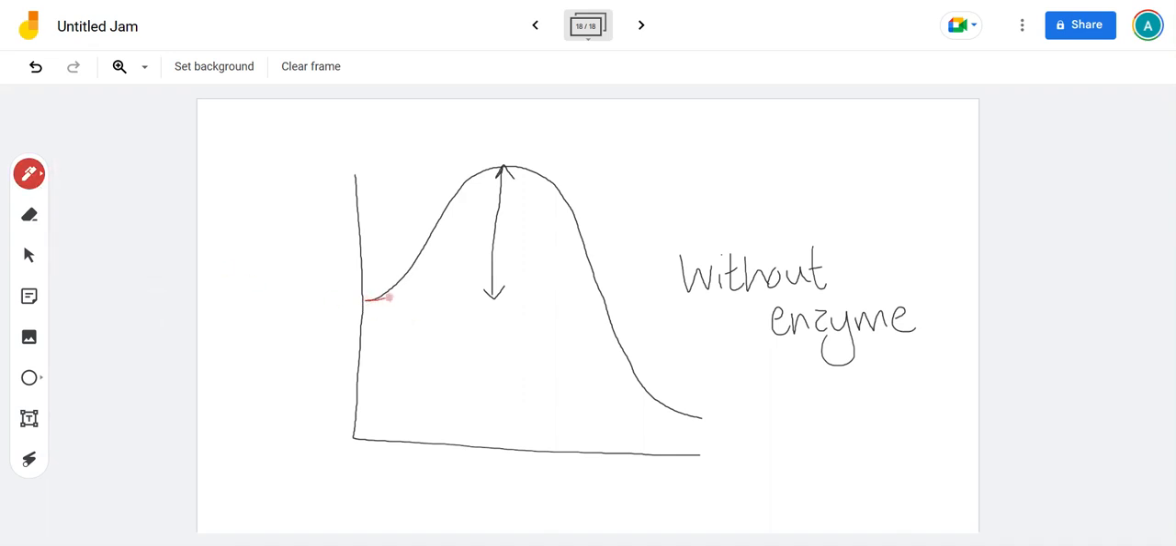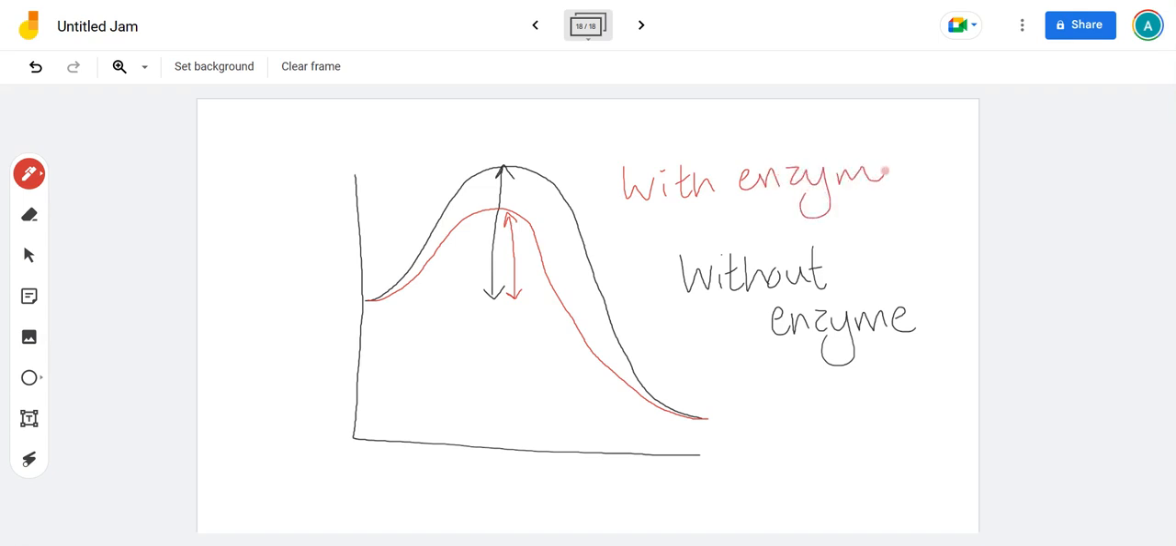Make sure you start at the same point, but just don't go as high, and then join on at the end. Oops, end at the same point as well. Be really careful, use a pencil so you can rub out if needed. They must start at the same point, they must end at the same point. And you can see that now our activation energy has been reduced. So the red line is with the enzyme.